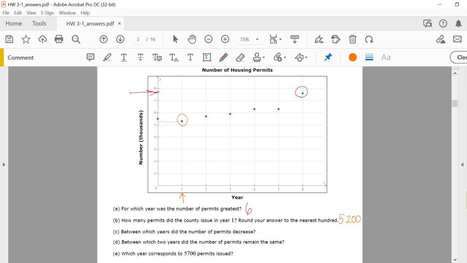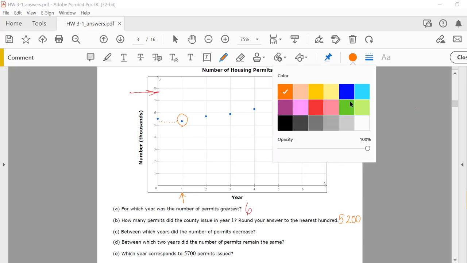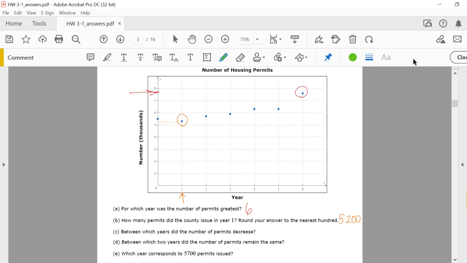Between which years did the number of permits decrease? Okay, I want to know where it decreased. It looks like it goes up there, so that's not it. It looks like it goes up. That's not it. It goes up. This looks like it stays the same. This looks like it goes up. So the only years where it decreases would be between years 0 and 1. So between 0 and 1, it decreases.